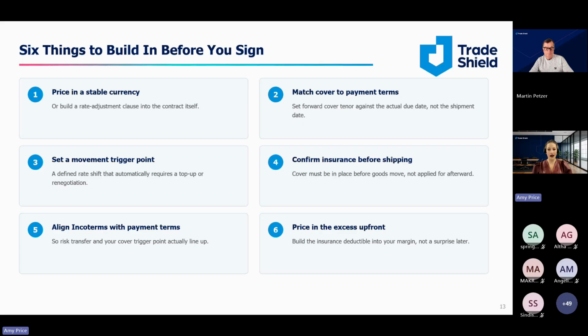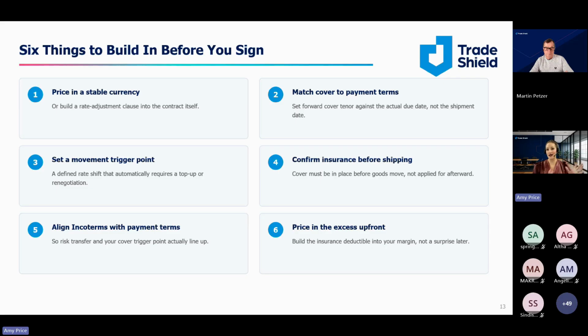And then number 6 is to price your insurance excess into your margin, as I said earlier, and make sure you do that right from the beginning. Rather than discovering, oh, surprise, by the way, Mr. Customer, we have this other deduction that we didn't account for.